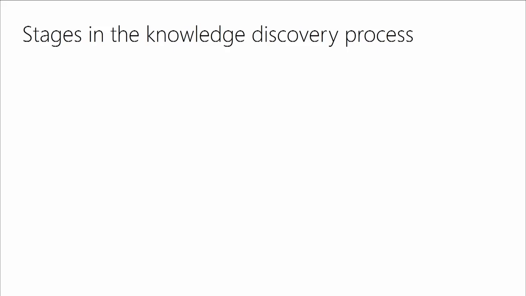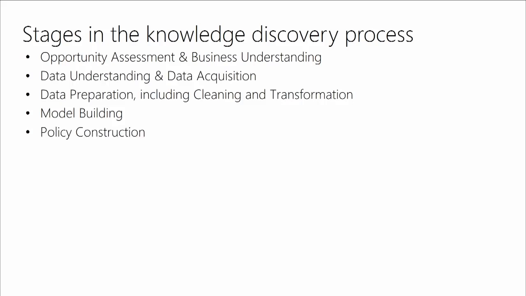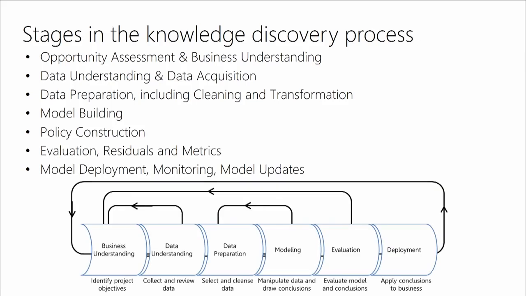So let's go through the stages in the knowledge discovery process. There's opportunity assessment and business understanding. This is CRISP-DM's process. Data understanding and data acquisition, preparation and cleaning, model building, and policy construction. And if you want the 77-page description, you're welcome to look at the CRISP-DM manual. Okay, so evaluation and then model deployment.